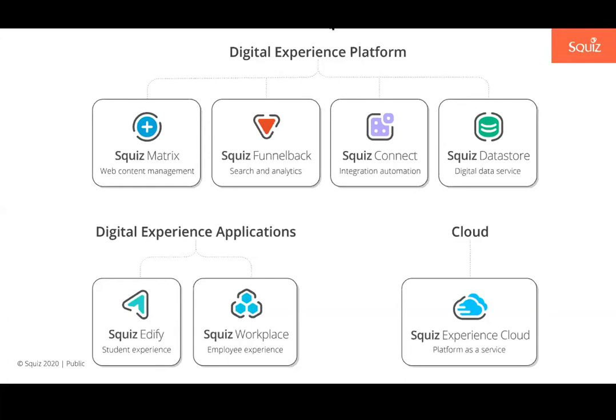The digital experience platform we provide runs on our Experience Cloud. These are all cloud-based products. We have the Squiz Matrix content management system. We have Funnelback for search and analytics. Connect is our integration platform, so that's our integration as a service, cloud-based integration platform. And Data Store, which is our low-code offering to help speed up developers, which is our data service.